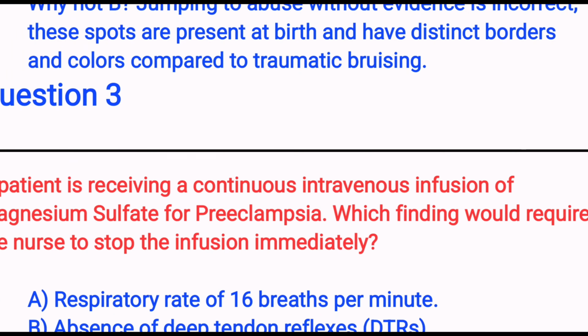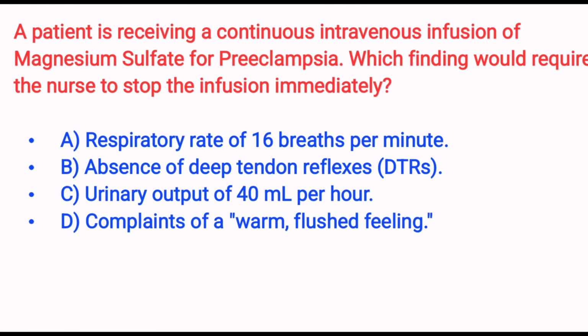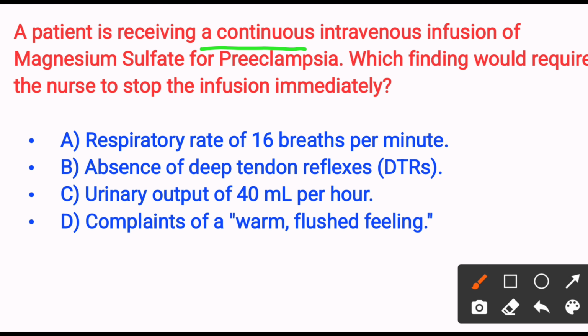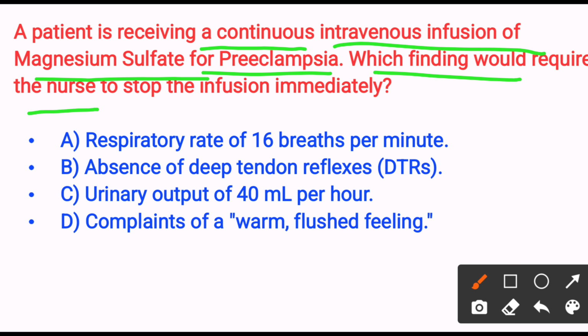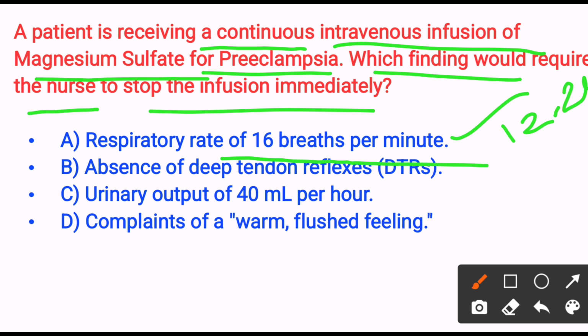Next, a patient is receiving a continuous intravenous infusion of magnesium sulfate for preeclampsia. Which finding would require the nurse to stop the infusion immediately? Option A, respiratory rate of 16 to 20 breaths per minute. This is normal; 12 to 20 is the normal range. Option B, absence of deep tendon reflexes.